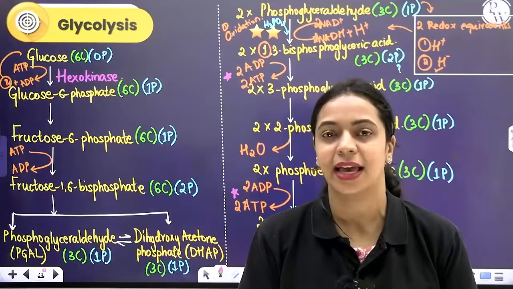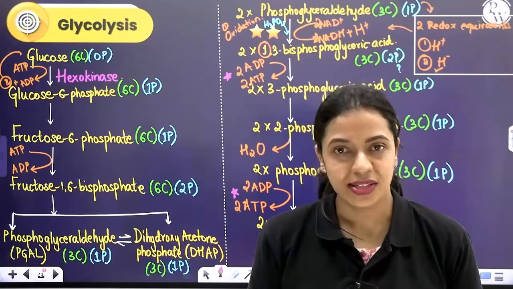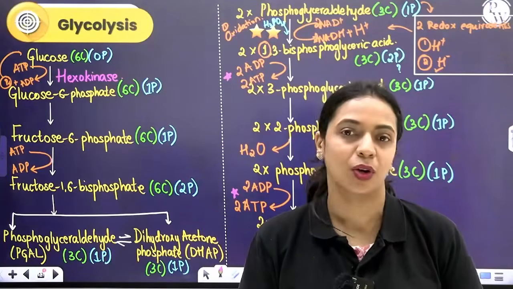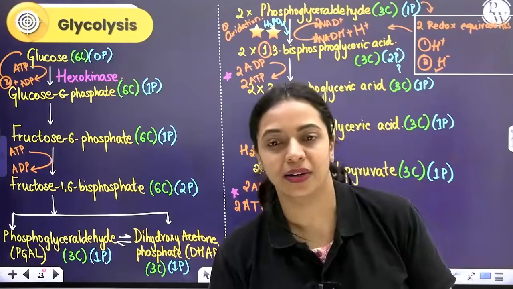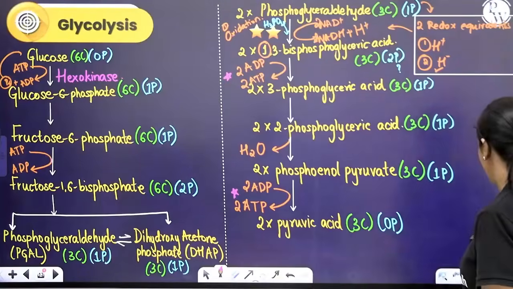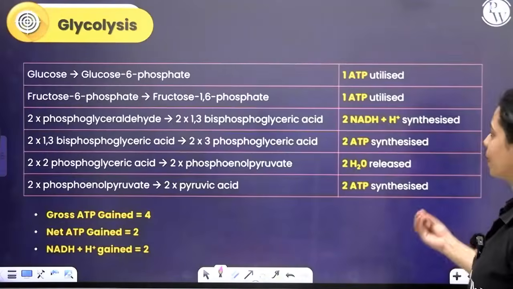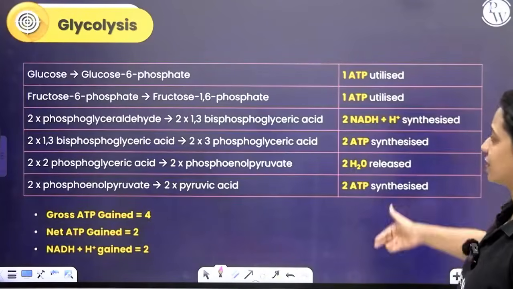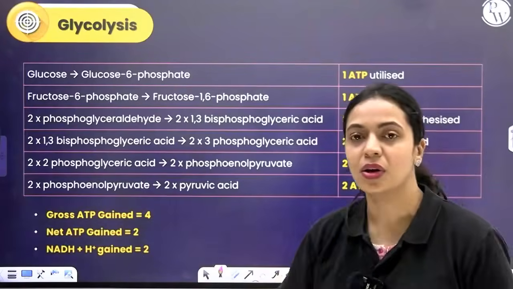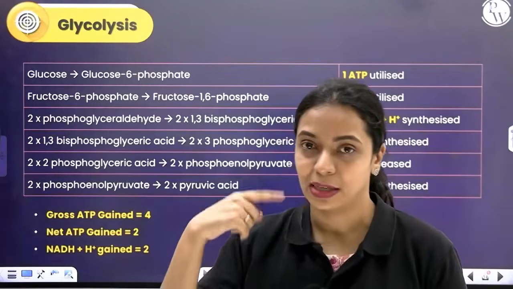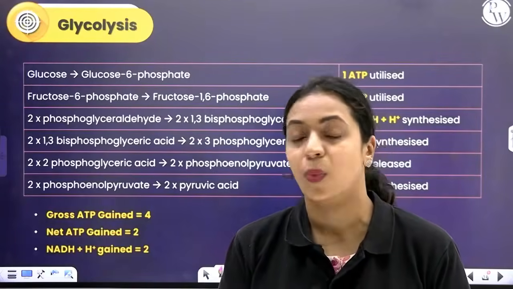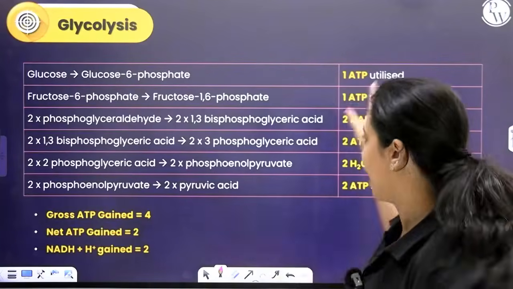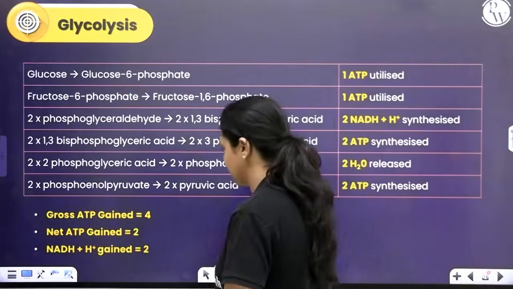Did we get anything else from this process? We also got an energy rich molecule called NADH. Not one but 2 molecules of NADH. Alright, so that's about glycolysis. You should remember exactly in which step what is happening. So I've made a table for you to remember when ATP is utilized, when ATP gets synthesized, when NADH is produced, when water is released. For all of that, you have information in this table right here.